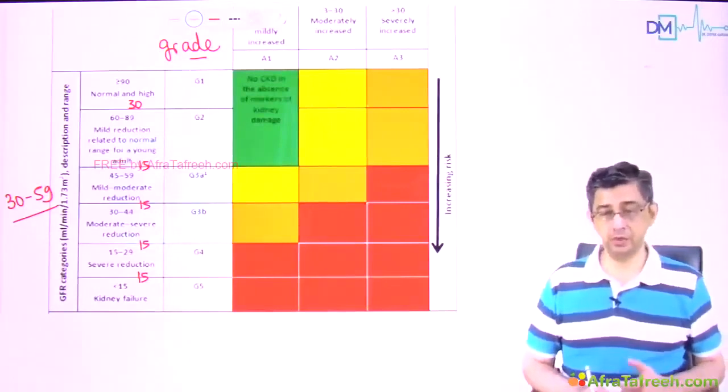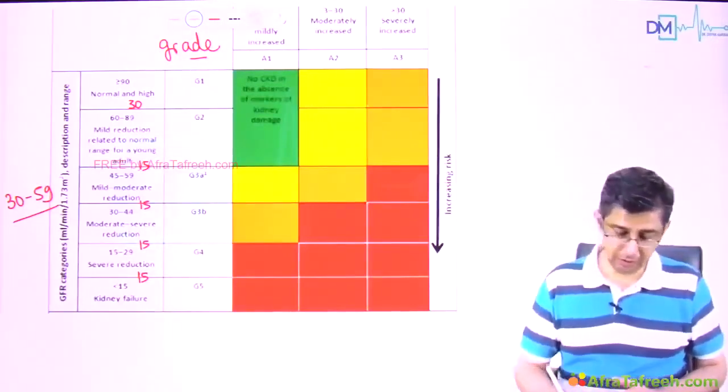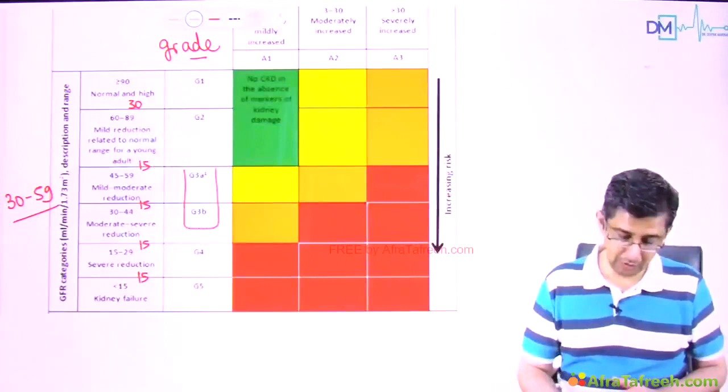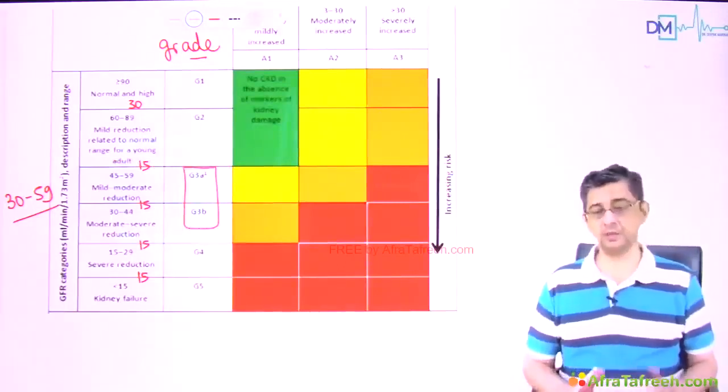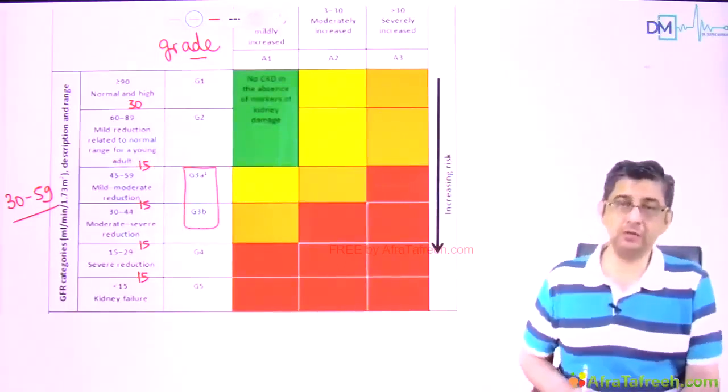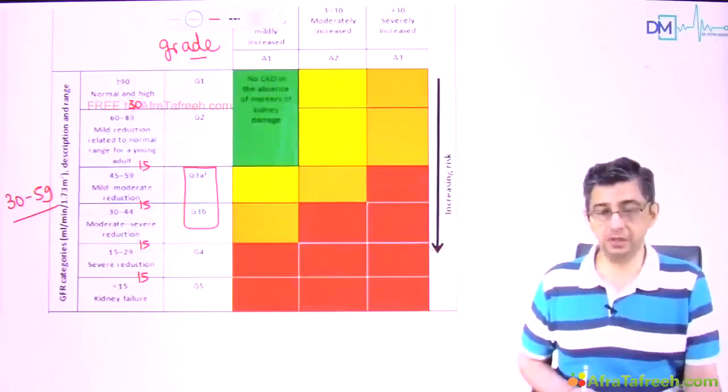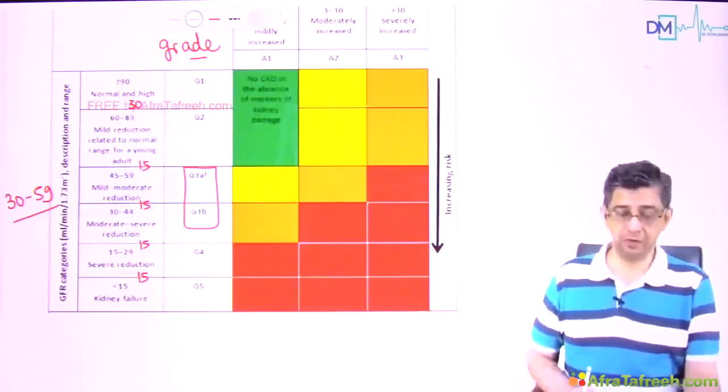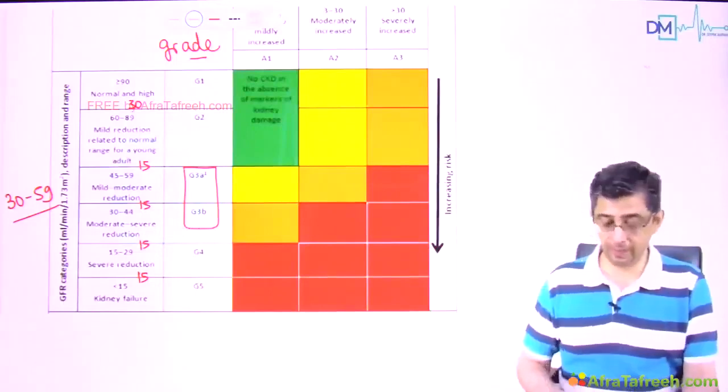When it comes to the grades, G3 has been subdivided into G3A and G3B. Otherwise, as such, the data is the same. I mean, the cutoff for GFR is still the same. CKD is defined as GFR less than 60 for a duration of 3 consecutive months.